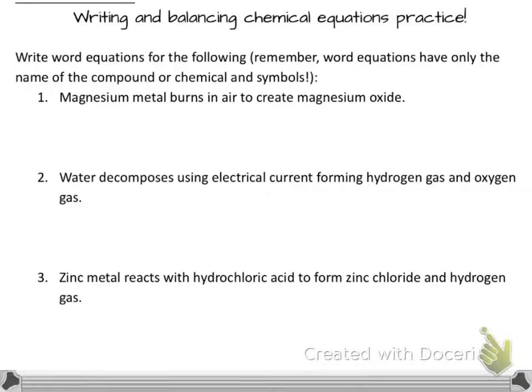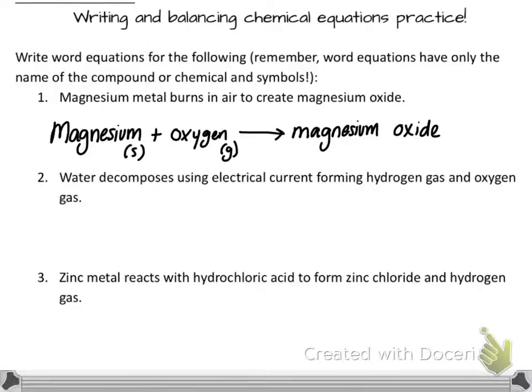Okay, these are solutions for writing and balancing chemical equations practice. Initially, we're just writing word equations. So magnesium metal burns in air to create magnesium oxide. Word equation only. Okay, for our first one we've got magnesium metal, which is a solid, burning in air.